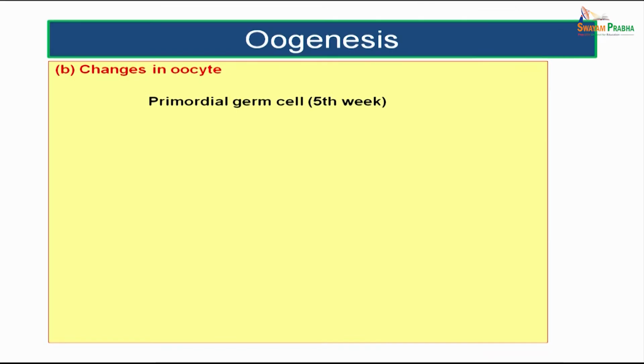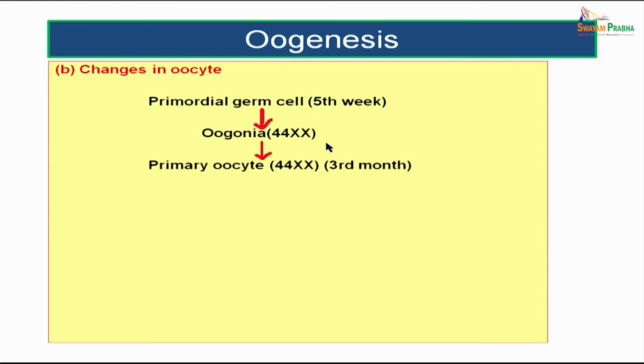First we will see the formation of the primordial germ cell, which is roughly during the 5th week of the intrauterine period. Now the primordial germ cell will be converted into oogonia. Just have a look at the chromosome number. It is 44XX, the diploid number of chromosomes. So, the primordial germ cell has a diploid set of chromosomes. The oogonia as well has a diploid set of chromosomes. Now, it is converted into a primary oocyte. When is this happening? This is happening roughly during the 3rd month of the intrauterine period, that is, during the 1st trimester. And again the chromosome number is diploid.